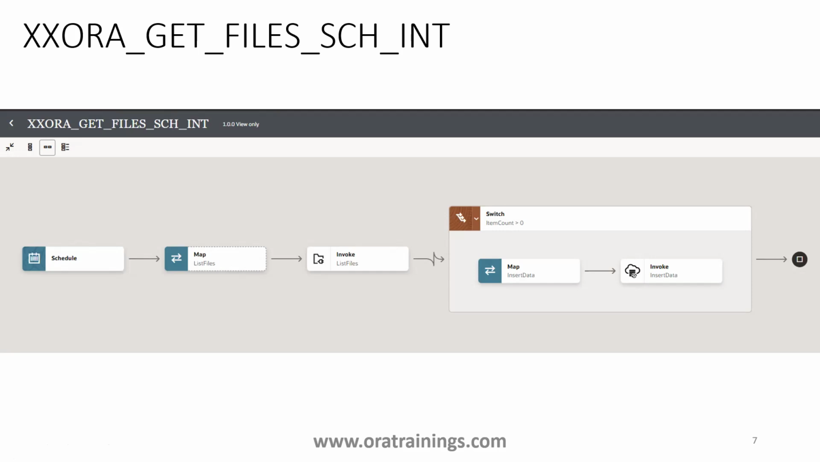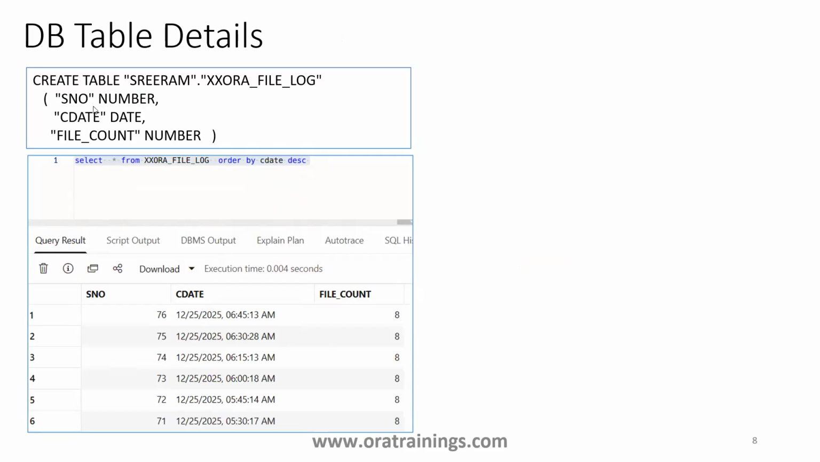The frequency at which this particular integration will run depends upon how we define our schedule. It can be a minute, an hour, a day, a month, whatever way we define, it will work like that. This is the sample table we considered, like a raw file log, which has 3 columns: serial number, creation date, and file count.